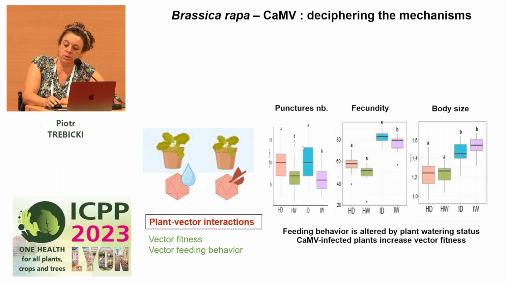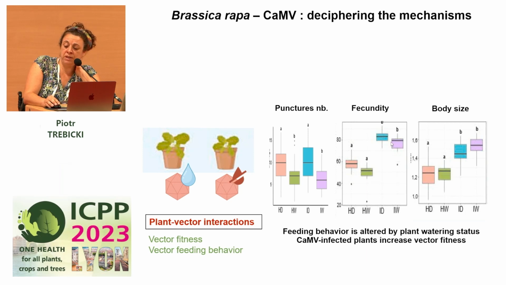So when we did this experiment, we see clearly that there is a significant increase of the number of probes in the two conditions, which is here the healthy condition but under water deficit, and the infected condition under water deficit. So it really seems that water deficit plants increase the feeding behavior, the number of probes of aphids feeding on them. So that can also explain transmission.